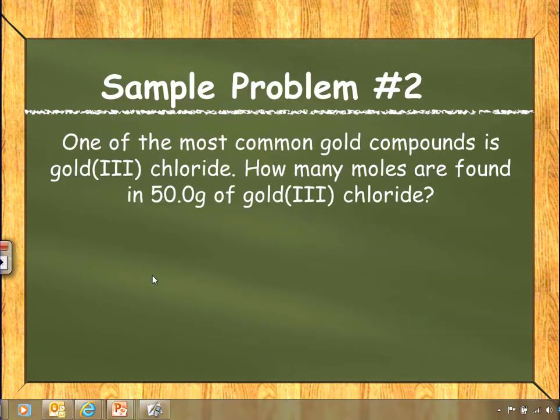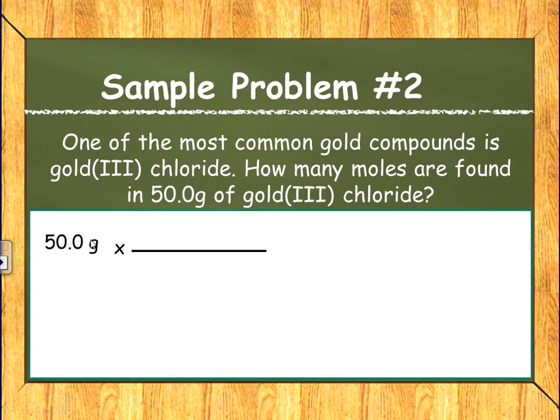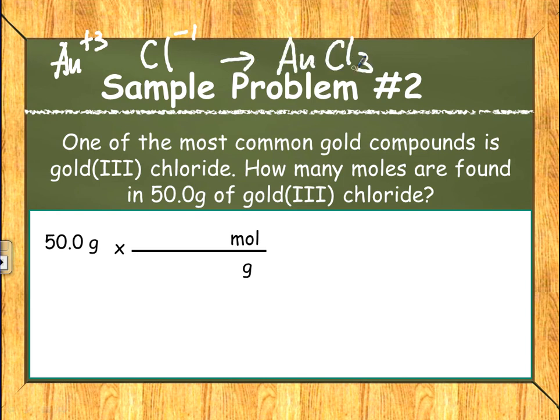Alright, one of the most common gold compounds is gold 3 chloride. How many moles are found in 50 grams of gold chloride? This problem is actually more complicated, because you need to first write down the formula of gold chloride. Gold is positive 3. Chloride is negative 1. Crisscross, so I get AuCl3.